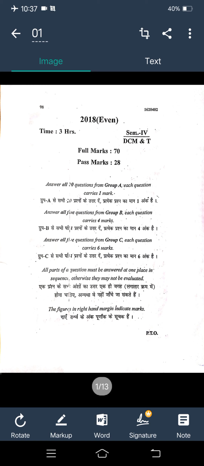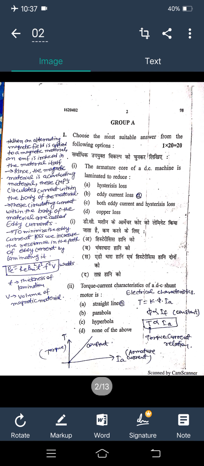Today I will discuss the previous year question paper 2018 for DC machine and transformer. Group A, question number 1. The armature core of a DC machine is laminated to reduce. Here the right answer will be eddy current loss.